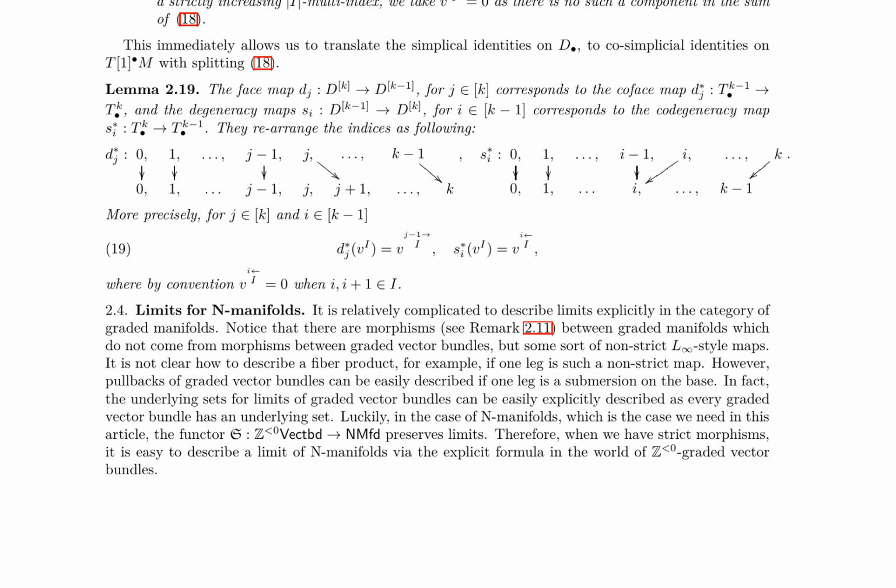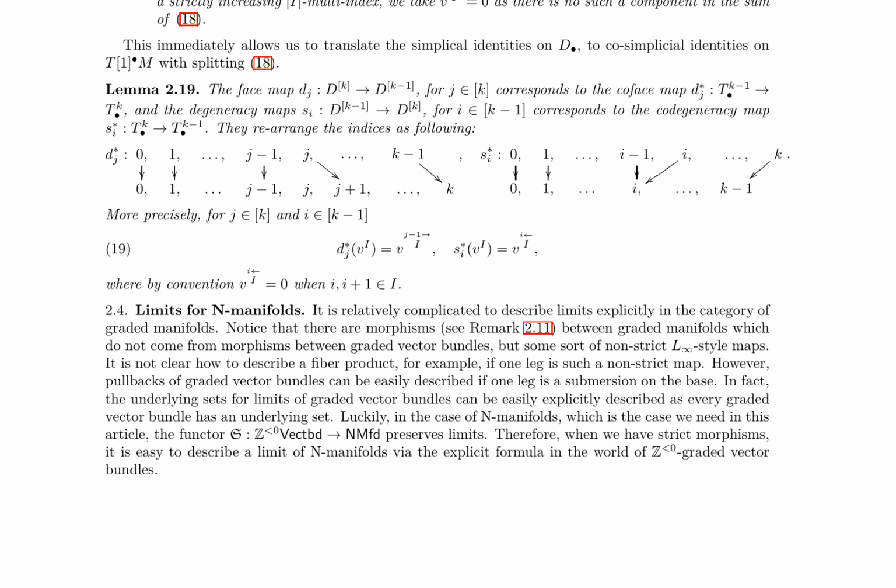This functor, by virtue of its construction, allows for a more elegant and concise description of the complex relationships between simplicial and cosimplicial identities. The precise notation and mapping of indices enabled by this functor are crucial in navigating the intricacies of graded manifolds and their limits.